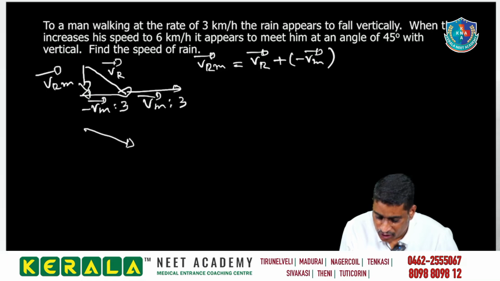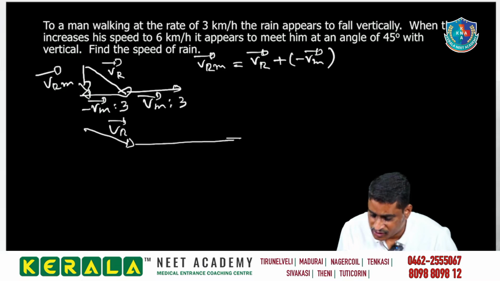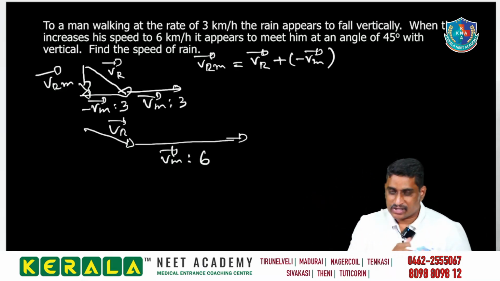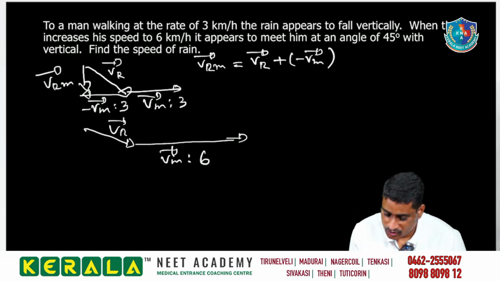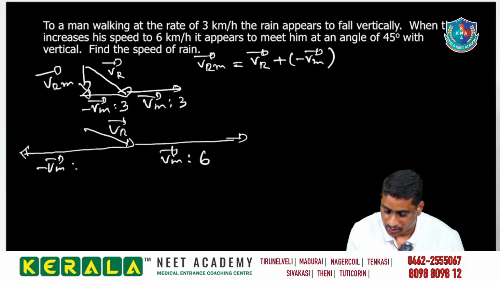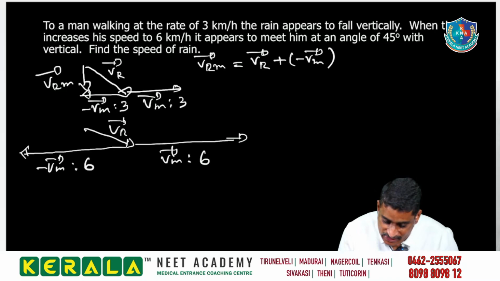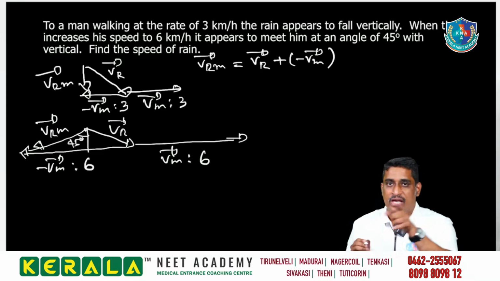It is the original direction, VR bar. Now he has increased his speed to 6, double that of the previous case. Now the total vector length has become 6. Minus Vm bar, you take on the other side. You just extend the same length to the other side. This is minus Vm bar and its value is coming out to be 6. That means this is the situation they have given now. This is the velocity of the rain with respect to the man. With the vertical, it is making an angle of 45 degrees, as they have given in the question.